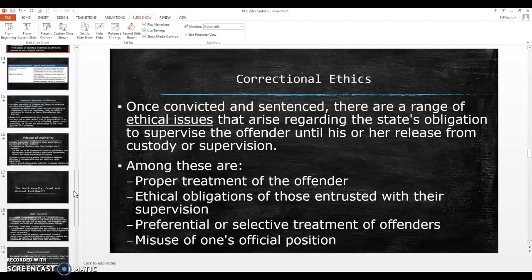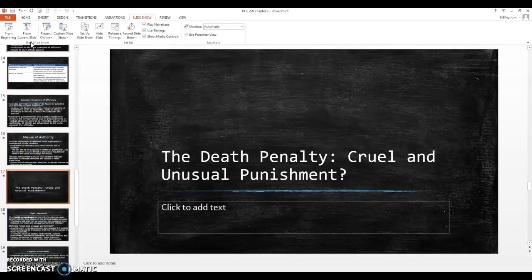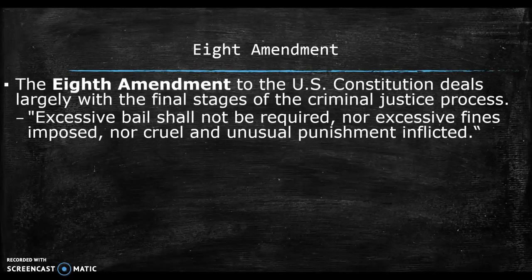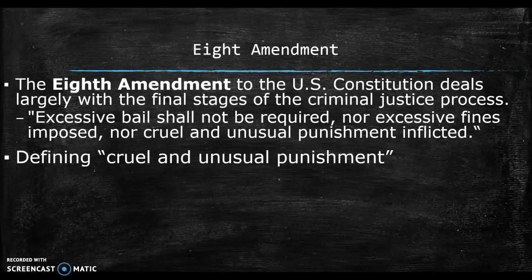Because we did the death penalty in the first video, let's just take a look at this. The death penalty: cruel and unusual punishment. The Eighth Amendment prohibits this. Excessive bail should not be required, nor excessive fines imposed, nor cruel and unusual punishments inflicted. The problem is, what does that mean? Cruel and unusual, what does it mean? It's very hard to define. You won't find a common definition around the globe.